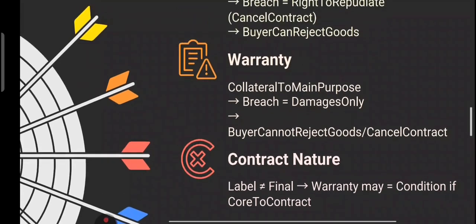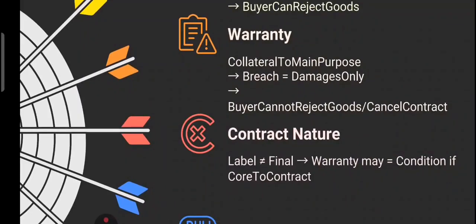Core promise means condition, side promise means warranty, right? You can't cancel the contract in the case of warranty, but in the case of condition, the buyer can cancel the deal and reject the goods.